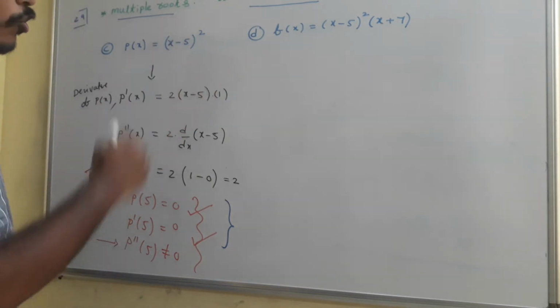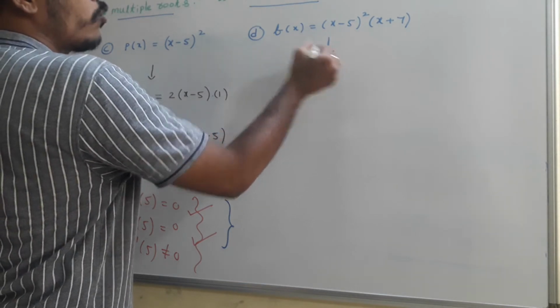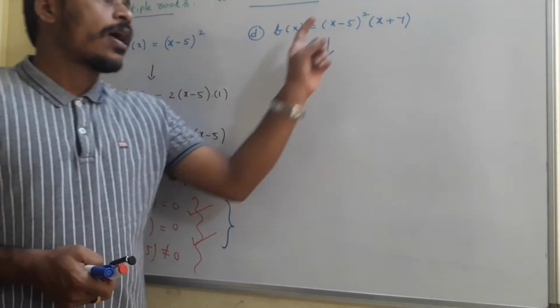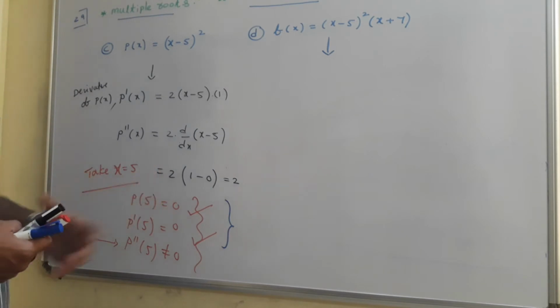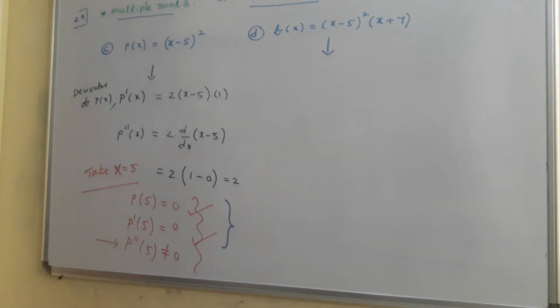First of all, look here. f of x is (x minus 5) whole square into (x plus 7). We need to list out the derivatives for this, and then observe the relation between the derivatives and the multiple root here. Have a look.